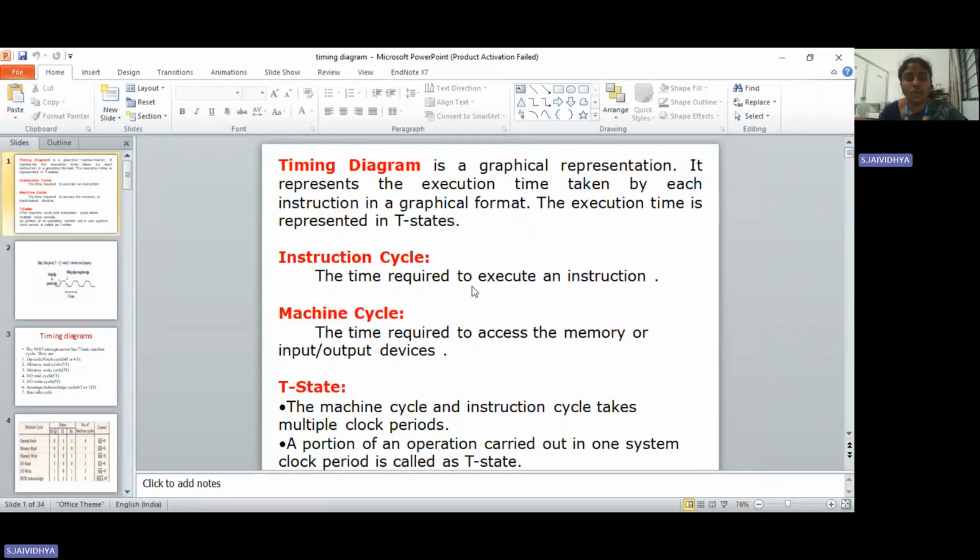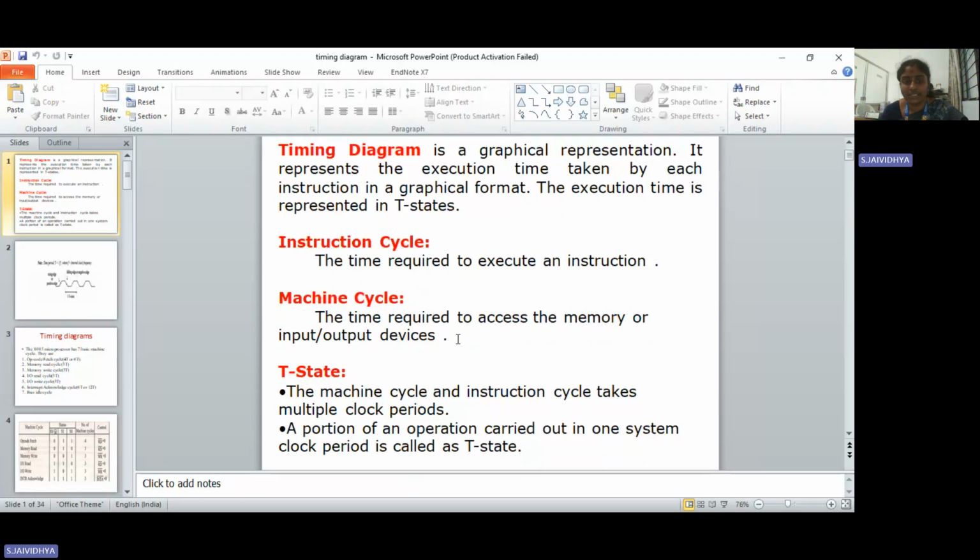First, you have to know what a timing diagram, instruction cycle, and machine cycles are. The timing diagram, simply we can say, is a graphical representation of the execution time taken by each instruction, which helps you understand in a simple manner. The instruction cycle is the time required to execute an instruction, and the machine cycle is the time required to access the memory or input-output devices.